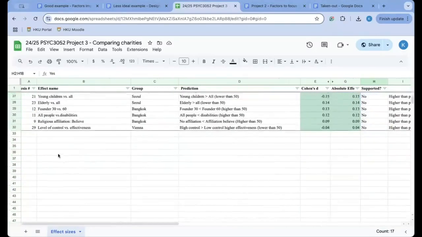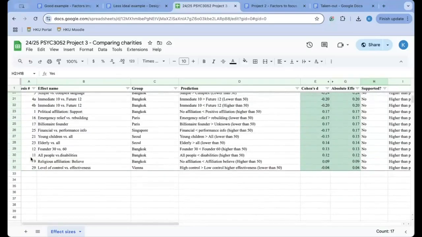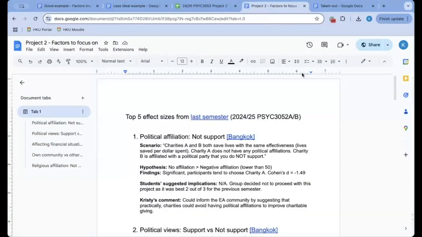If you take a look, there are around 31 hypotheses suggested from the previous semester. I'm just going to cover the top 5 with the largest effect sizes for this tutorial. So I extracted the top 5 effect sizes from last semester. You can also access this document by clicking on the top 5 factors link on the slide.